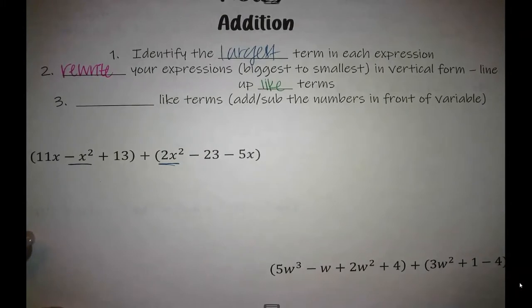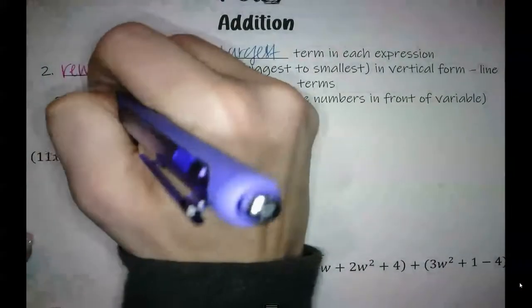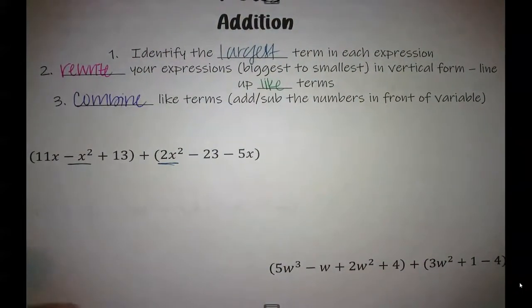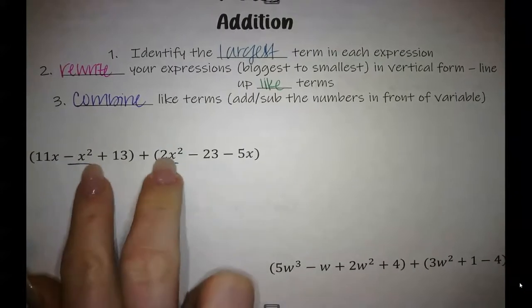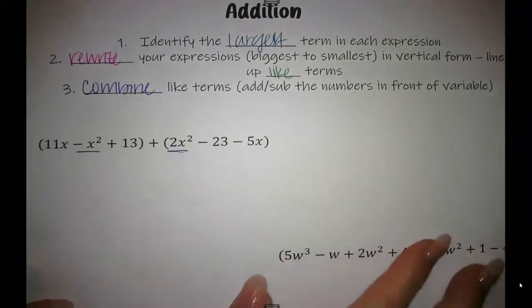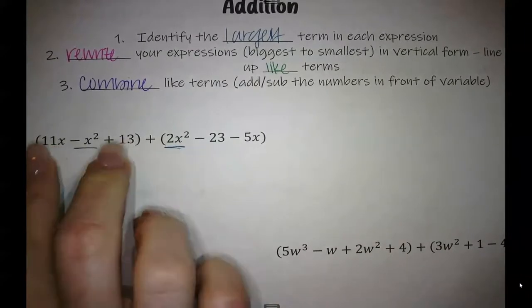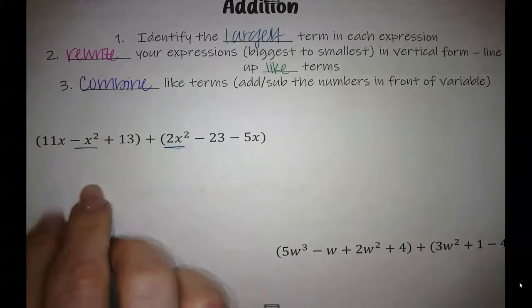And then finally, we're going to combine like terms, which means we are either going to add or subtract the number in front of that variable. So we've identified our largest term is our x squared. So we're going to rewrite our expression. We're going to start here with this one. You always start with the one on the left. That's the one that's going to go on top.